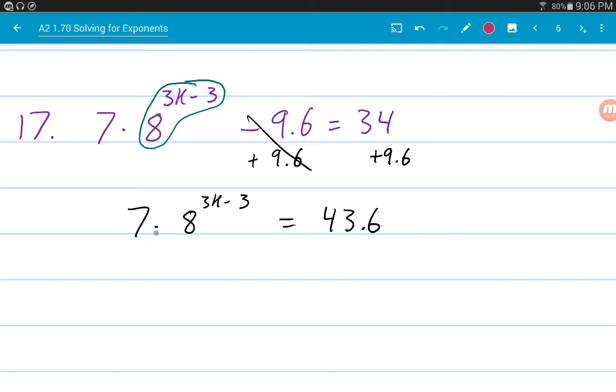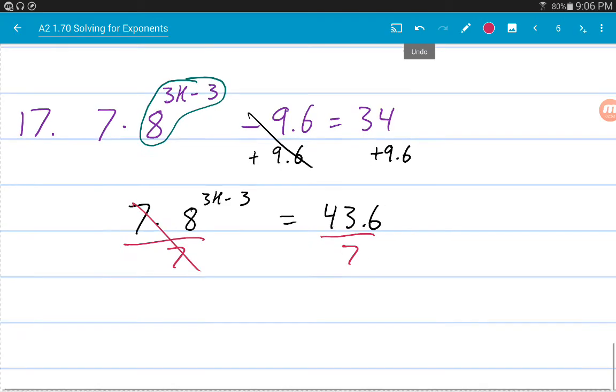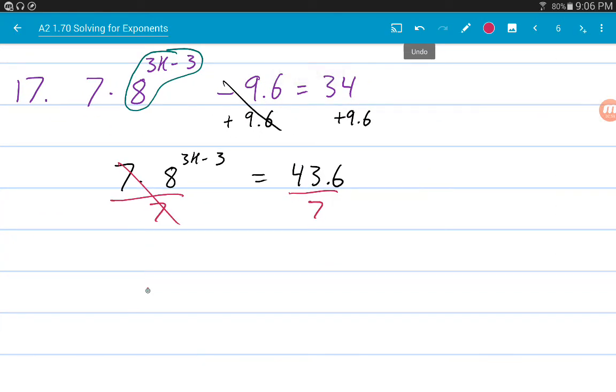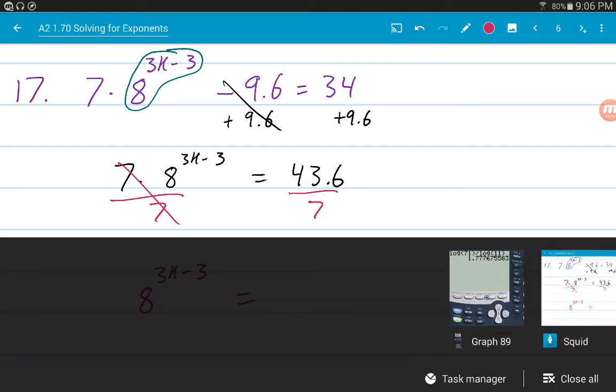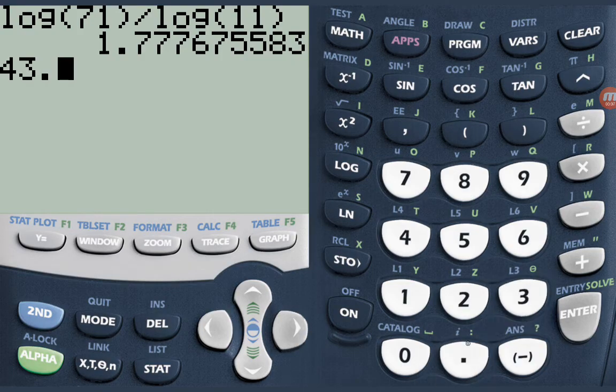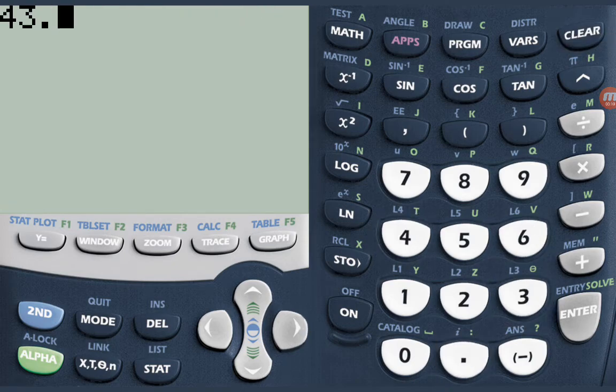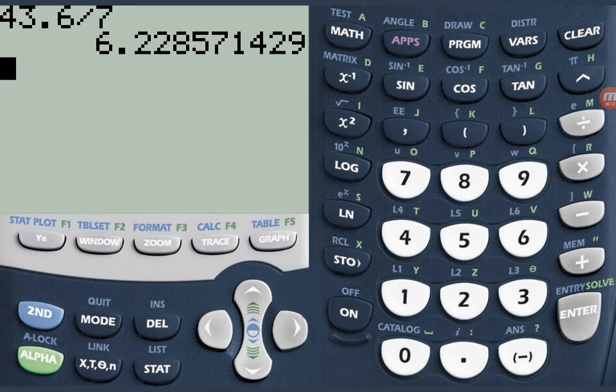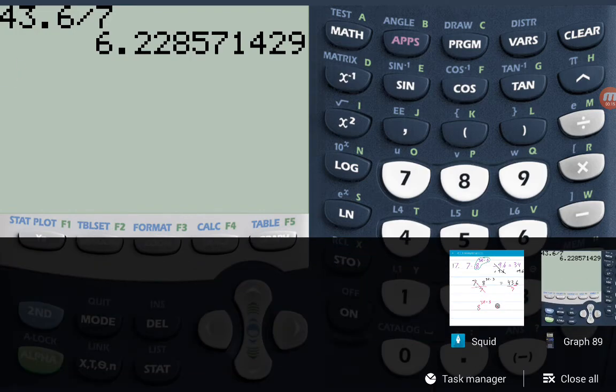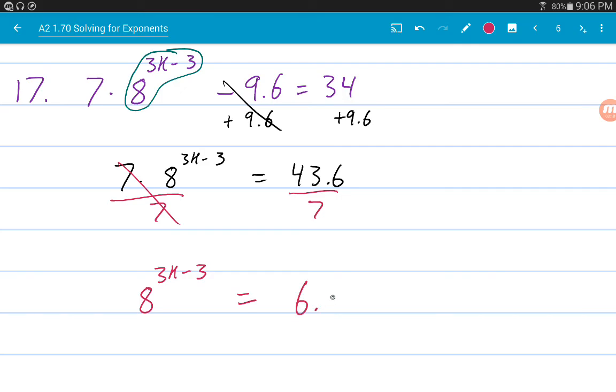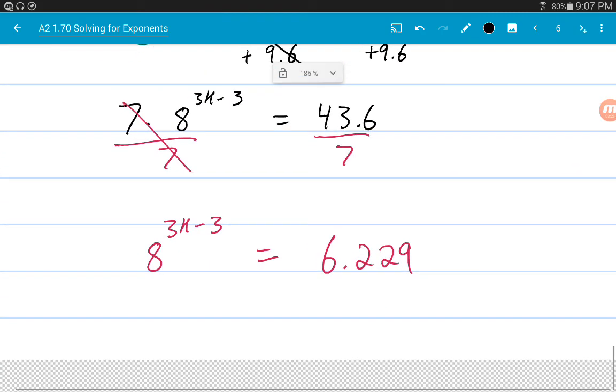Still not isolated yet. I'll get rid of the times 7 by dividing by 7. Do that on both sides. I get 8 to the 3k minus 3 power is equal to, I'm going to want to go to the calculator for this, 43.6 divided by 7. That's equal to 6.229. Keep 3 decimal places throughout the whole process. 6.229. And now it's isolated. The left-hand side is isolated, the exponential term.